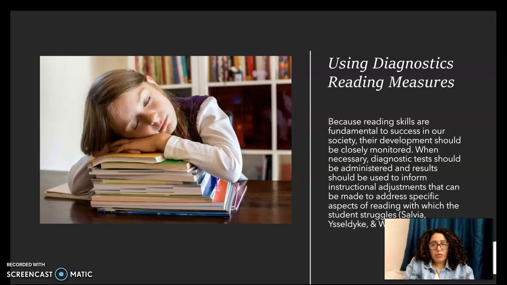Because reading skills are fundamental to success in our society, their development should be closely monitored. When necessary, diagnostic tests should be administered and results should be used to inform instructional adjustments that can be made to address specific aspects of reading with which the student struggles.